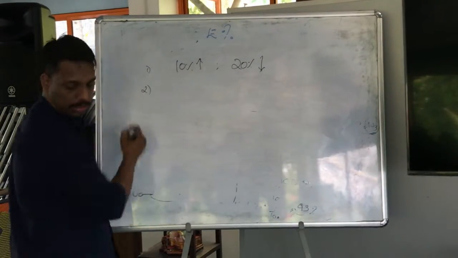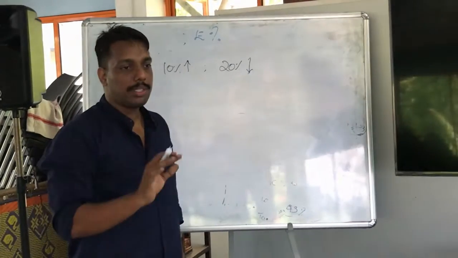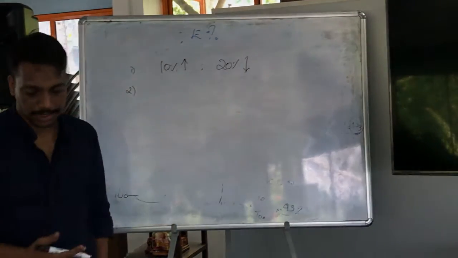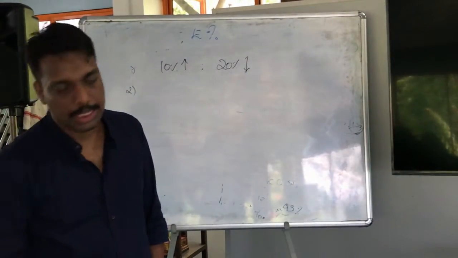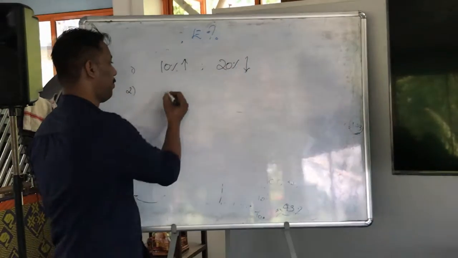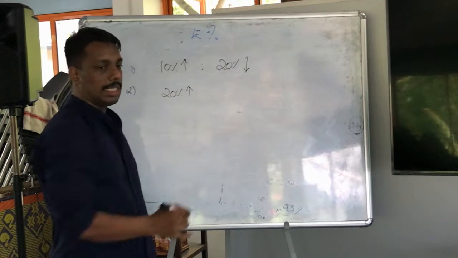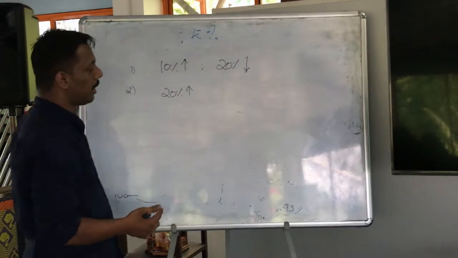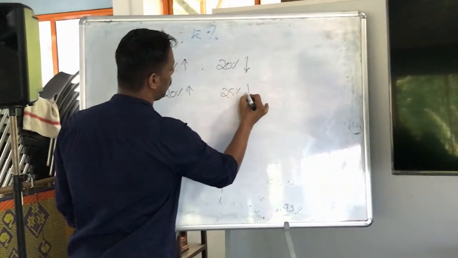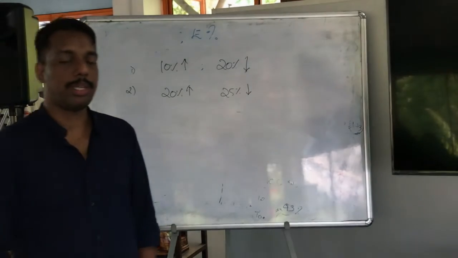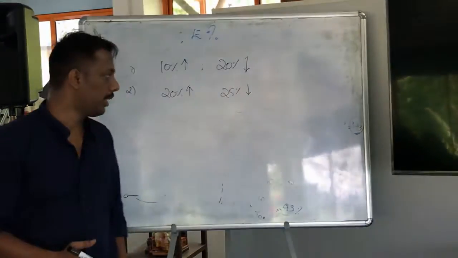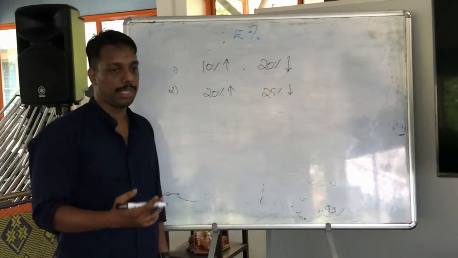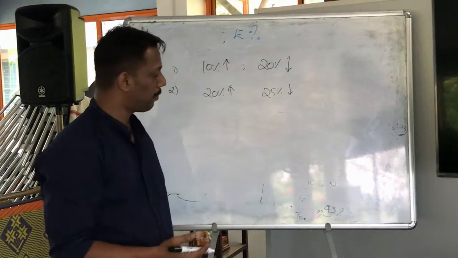Next problem. The price of a cinema ticket is increased by 20%. Then it is reduced by 25%. What will be the effective price of that cinema ticket?